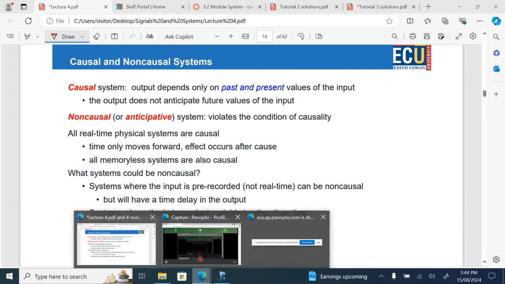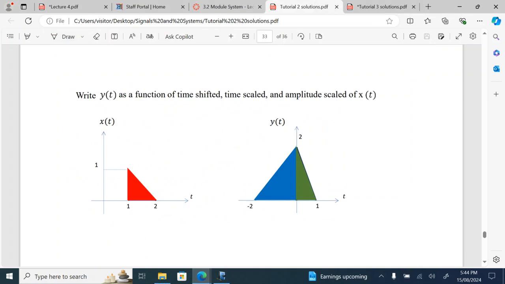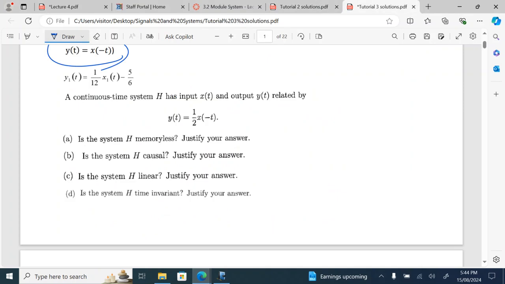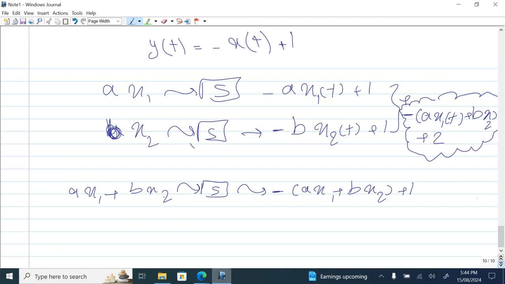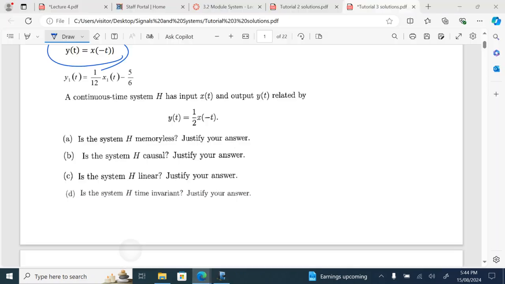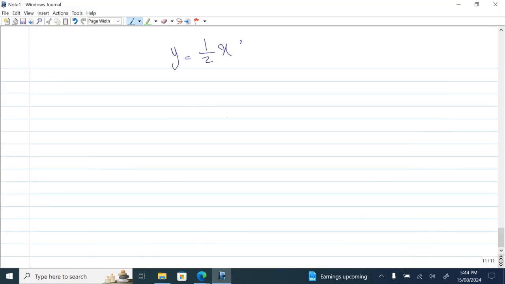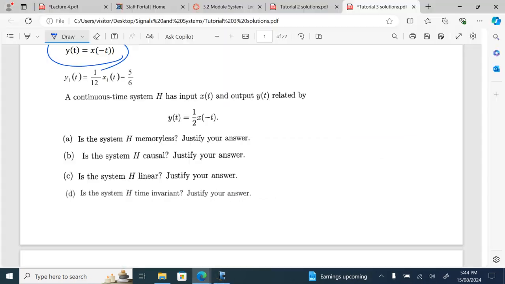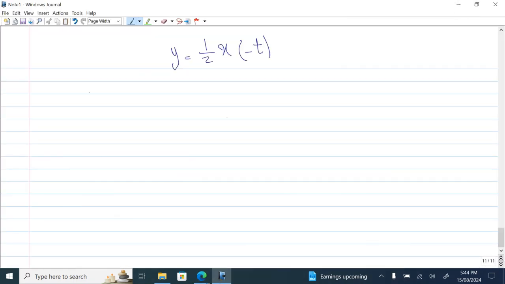Now, I'll go back to the question. The system has x of minus t, was it minus t? Yeah, minus t. Now, in the same order, we'll go with memoryless, causal, linear, and time invariant. To check the system, first, we'll check the memory.